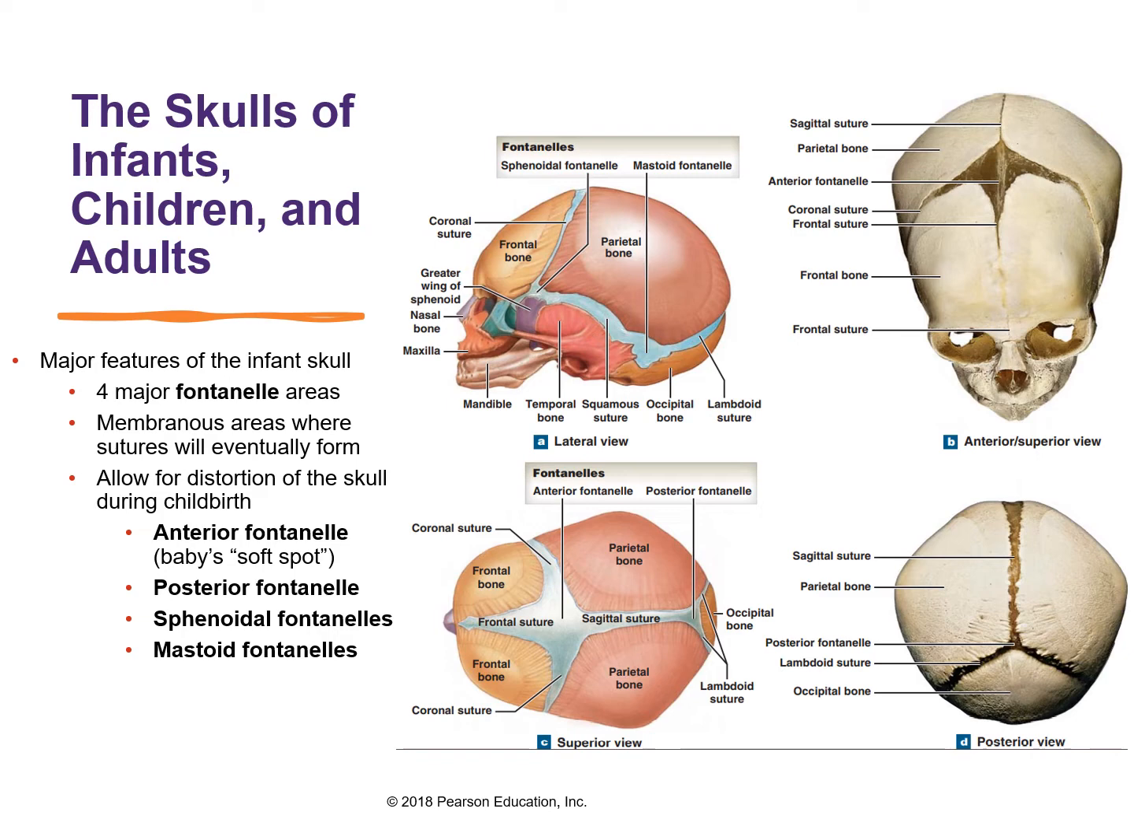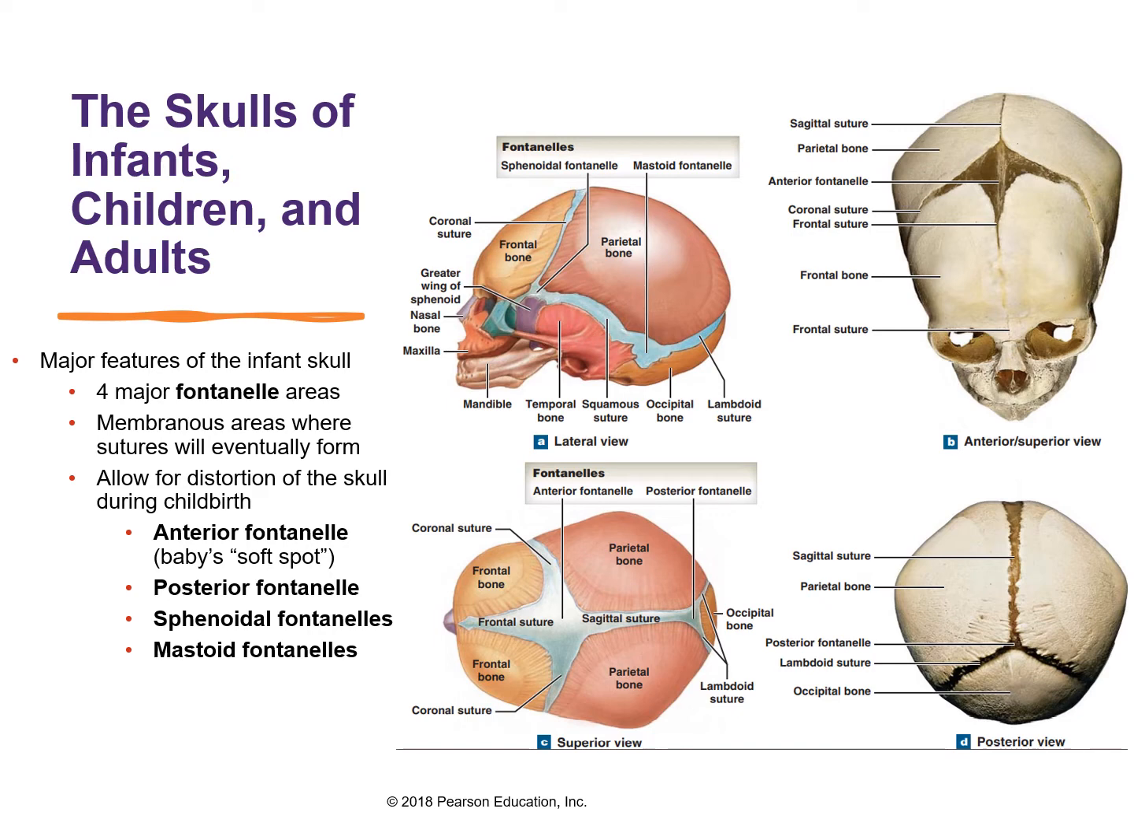Such distortion normally occurs during delivery and eases the passage of the infant along the birth canal. The largest fibrous regions between the cranial bones are known as fontanelles. You have the anterior fontanelle, which is the largest. It lies at the intersection of the frontal, sagittal, and coronal sutures.